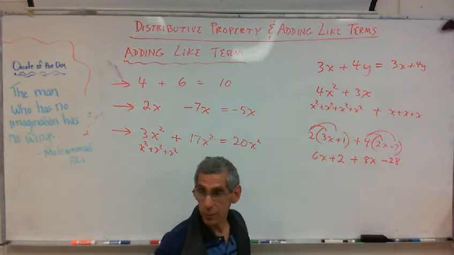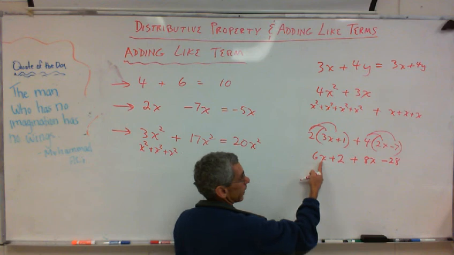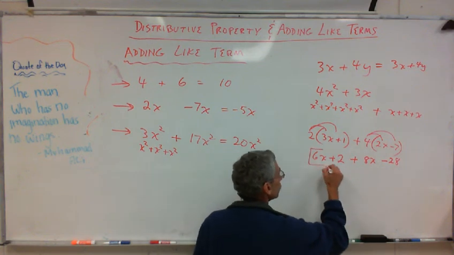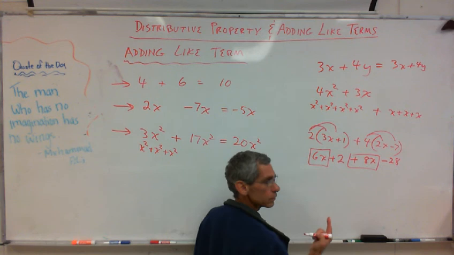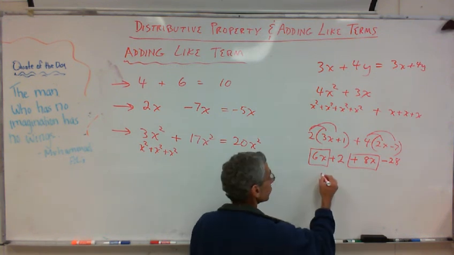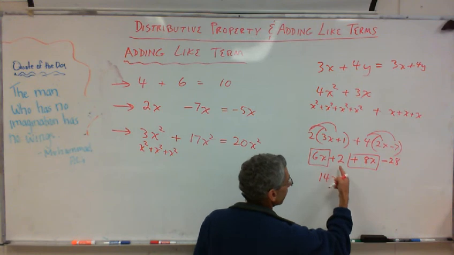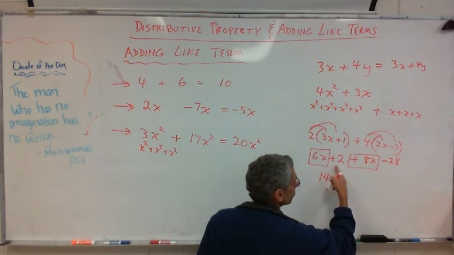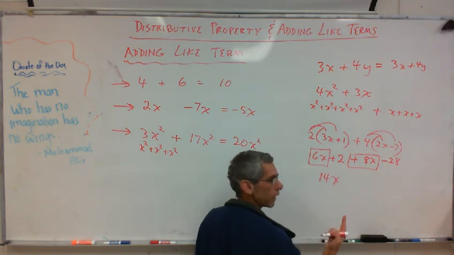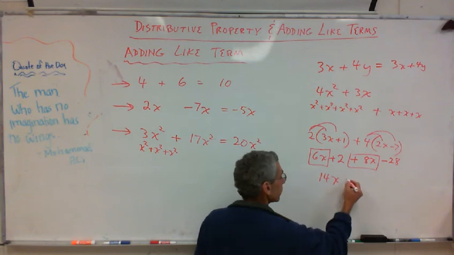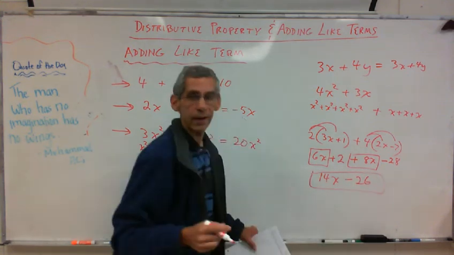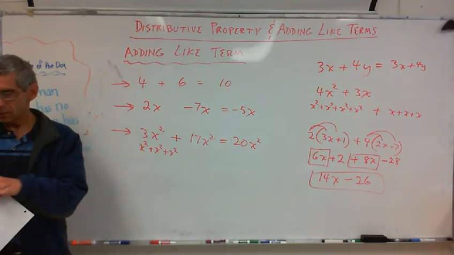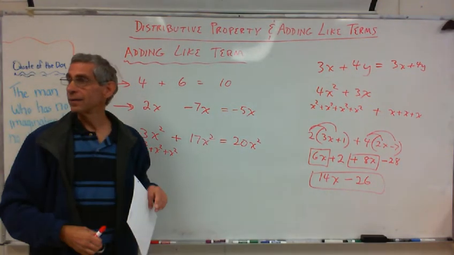Now do I have like terms? I have 6x plus 8x, right? Those two are the same. So what would I do? What's 6x plus 8x? What's 6 plus 8? 14, right? So 14x. And then what is negative 28 plus 2? Negative 26, right? Yeah, minus 26. So I'm done. See what I mean? I just combined them. I added like terms. So in a way, it's like simplifying. Yes, exactly. That's what it's all about.